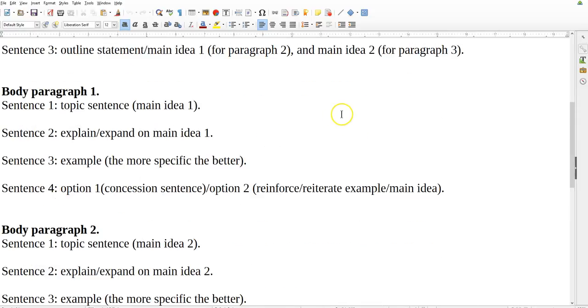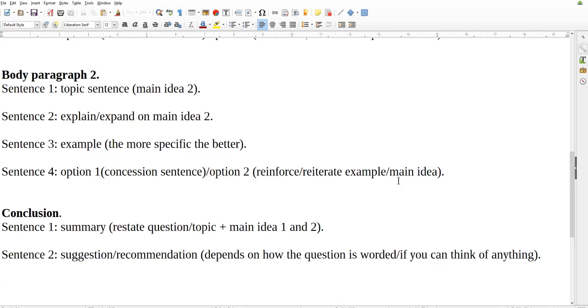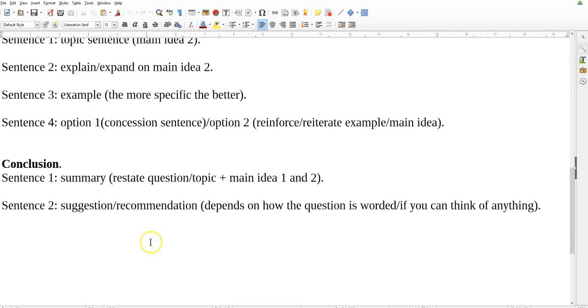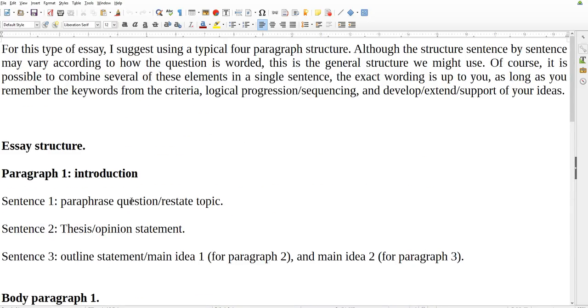The body paragraphs, as we've seen, your topic sentence, your main idea, explain it, example, a concession, despite the fact that, or reinforce the example if you need be. And it's the same for paragraph number 2. And conclusion, we restate the question and your main ideas 1 and 2. You can make a recommendation if the question is worded that way, or if you can think of anything, if you've got time. So that's it really.